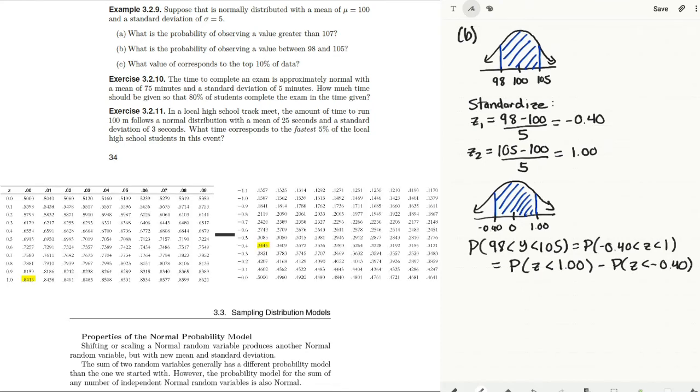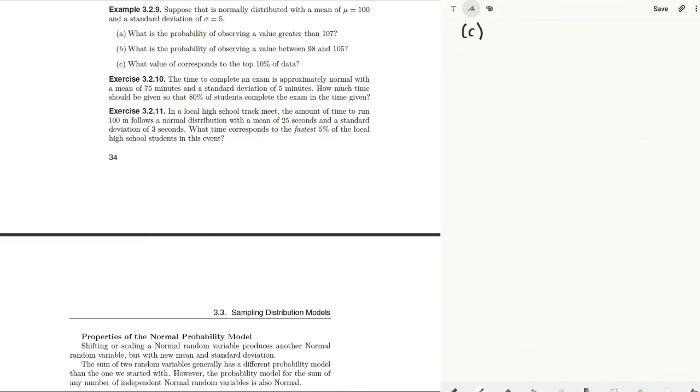So looking up 1.00 in the z-table gives us an area of 0.8413. And looking up the z-score of negative 0.40 gives us 0.3446. And so subtracting these areas gives us 0.4967. So the probability of observing a value between 98 and 105 is 49.67%. So now what is the value of y that corresponds to the top 10% of data?